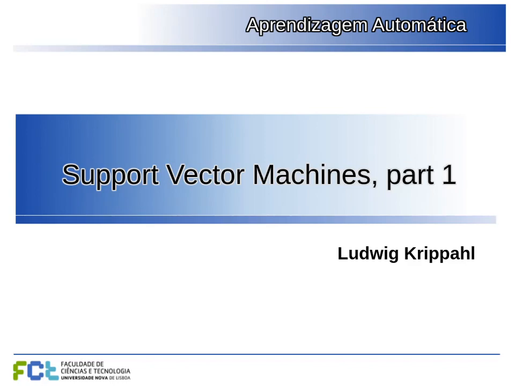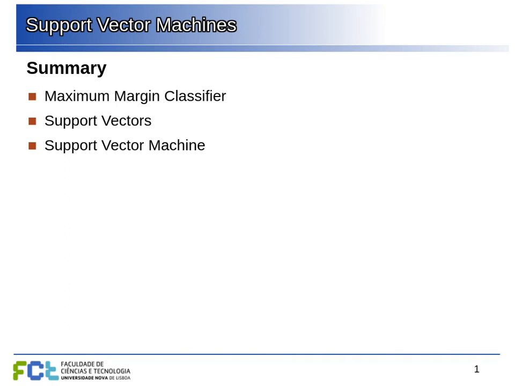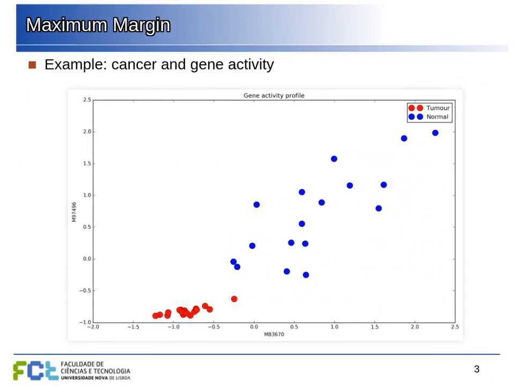These two lectures are going to be about support vector machines. In this first part, I'm going to explain the general idea of support vector machines as a maximum margin classifier, what support vectors are, and how we can solve this problem of finding the discriminant that maximizes the margin with a support vector machine.